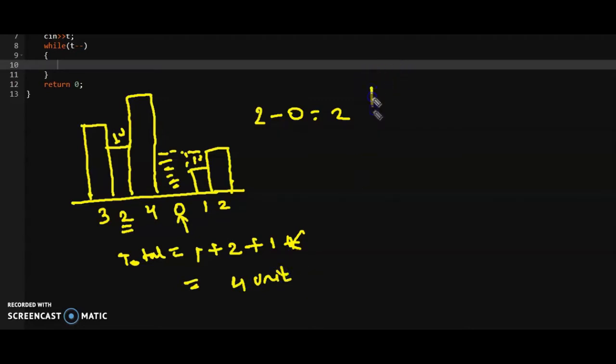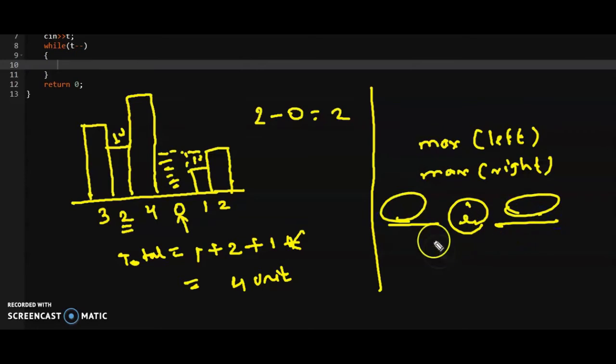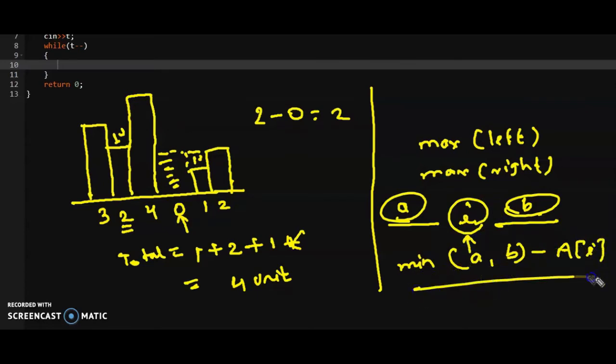So as you see, what we are doing here is just finding the max on the left side as well as the max on the right side for that bar. Let's say i is the bar. So we are finding the maximum here, and we are finding the maximum here. Whatever will be the minimum between, let's say this is A and this is B, whatever will be the minimum between A and B, we are just subtracting the value of this bar, let's say its value is a[i]. So this is the concept that we are going to use here.